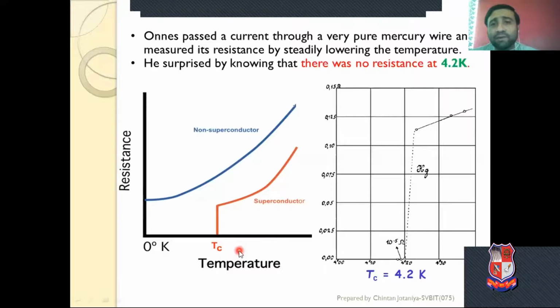What do you mean by critical temperature? Critical temperature is nothing but the temperature at which a material's resistance suddenly falls to 0. That temperature is called the critical temperature. Of course, it varies from material to material. Here, mercury shows a critical temperature of about 4.2 Kelvin. So when we change the material, its critical temperature also changes. So that is important: the first discovery of a superconducting element was mercury, and the critical temperature of mercury is 4.2 K.